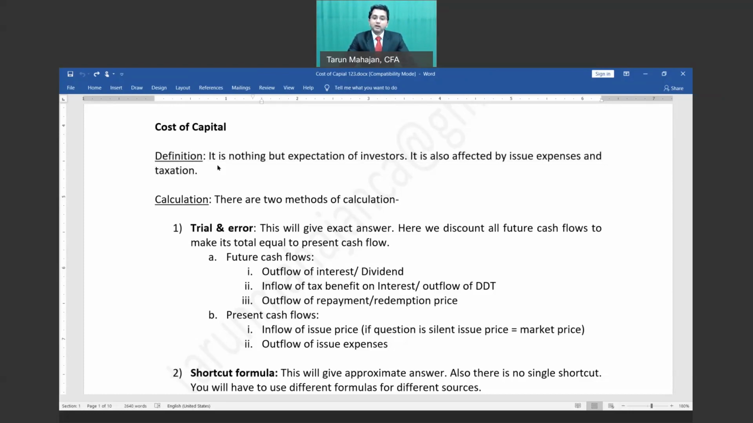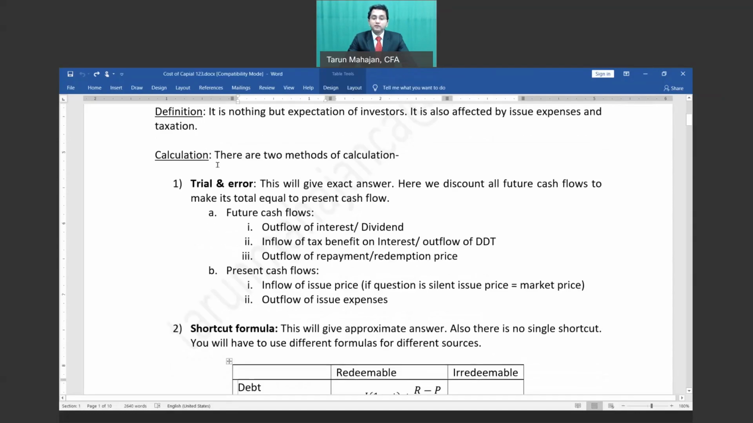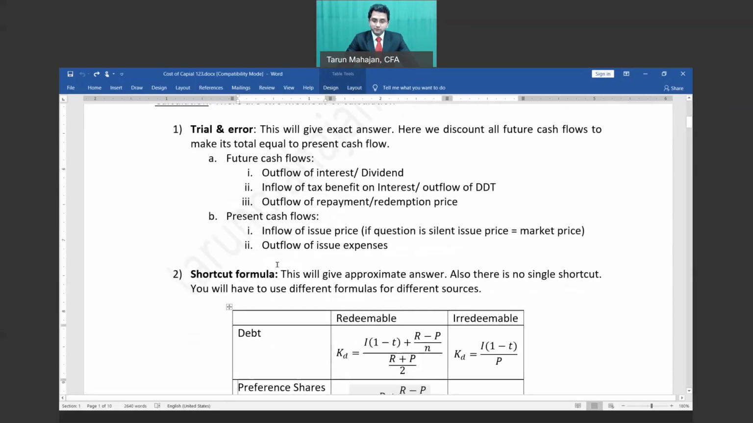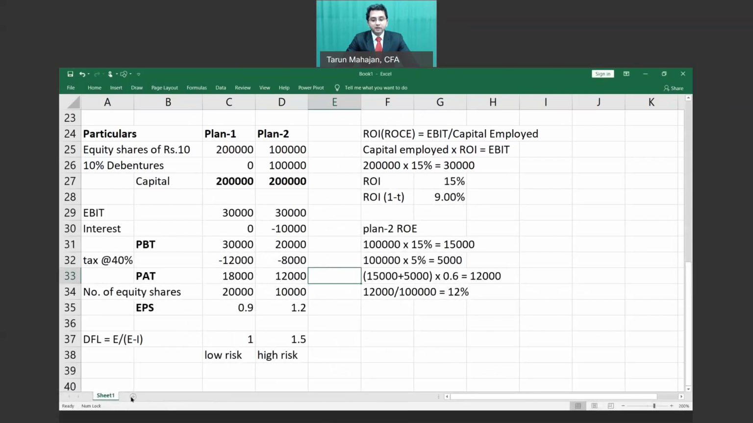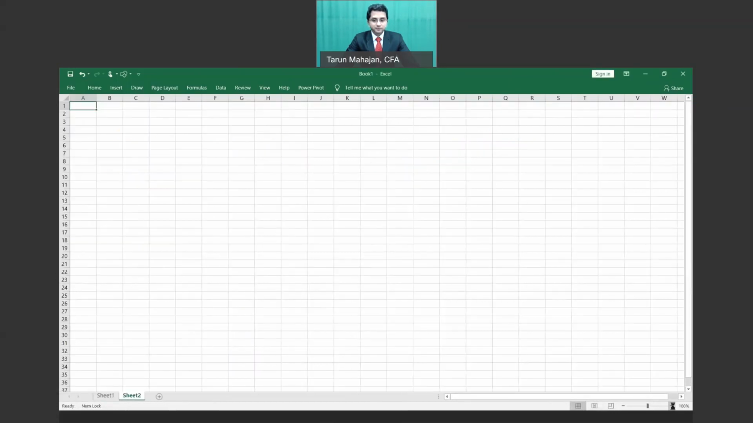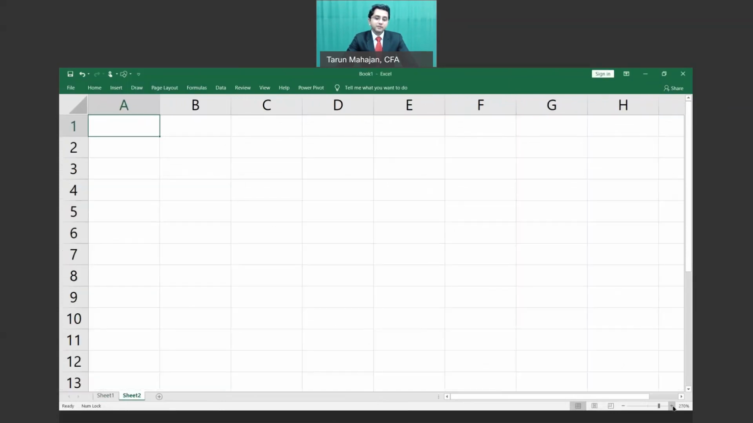There are two ways to calculate cost of capital. One is to do it with trial and error method, and the other one is to do it with the shortcut formula. How do I do it with trial and error method? Okay, I'll tell you that. You know, in FM, there is a concept which says that value is equal to performance of the company divided by expectation of investors. If company is performing good, value will be high. If investors are expecting even higher, then value will actually be low.